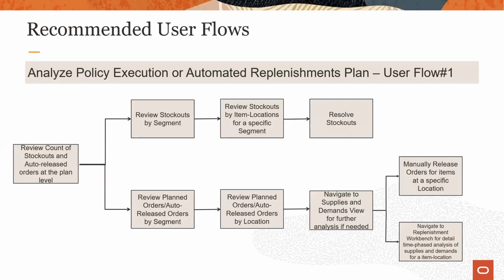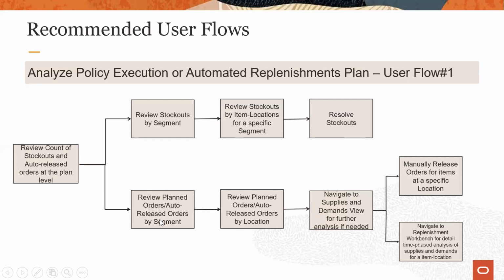Let us discuss the first user flow for analyzing policy execution plan and to resolve stockout issues. You can review count of stockout and auto release order at the plan level, then review these stockouts at the segment level. From there, you can review stockouts by item locations for a specific segment, and then you can try resolving those stockouts by changing the policy parameters.